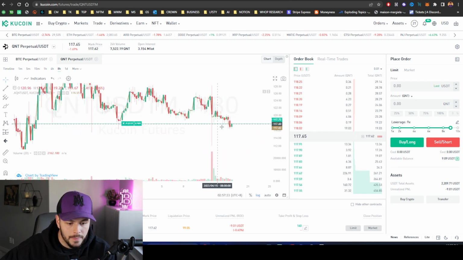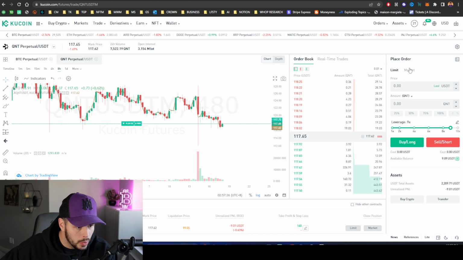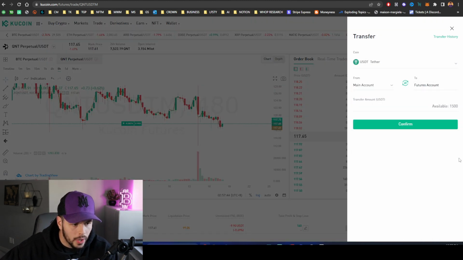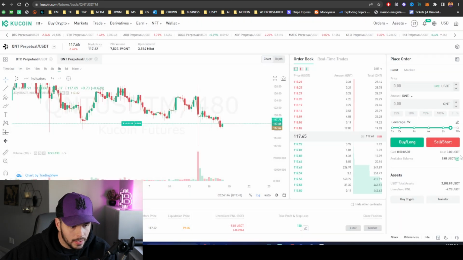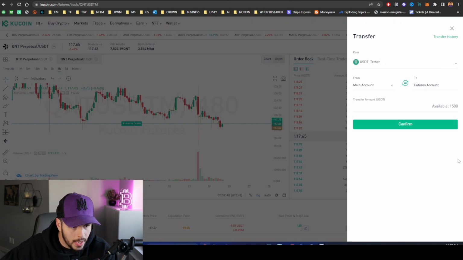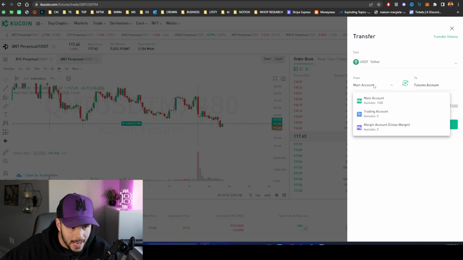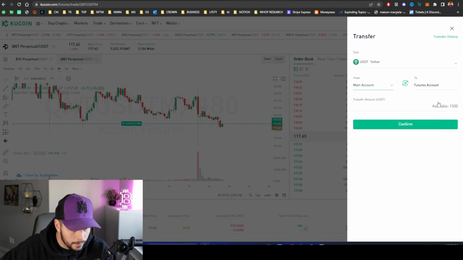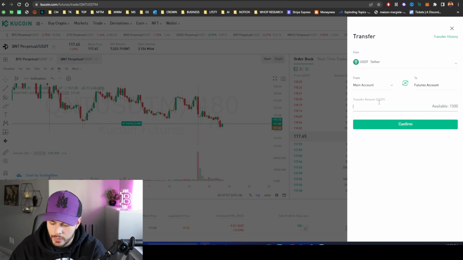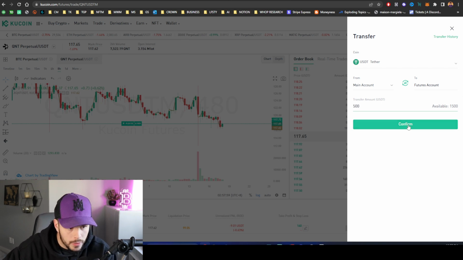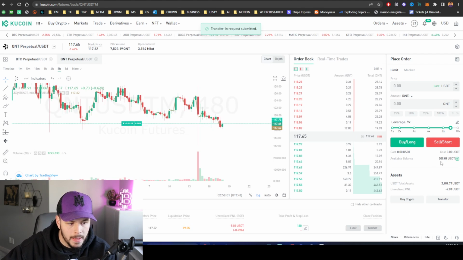You're going to want to get your entry point ready. Right over here, you can see I only have $9 in my futures account right now. If you want to put more, you got to click the transfer button right here, and you're going to go from your main account to your futures account. I have $1,500 available, so we're going to transfer $500 to the futures account from your main account. Boom. Now we have $509 available to trade.